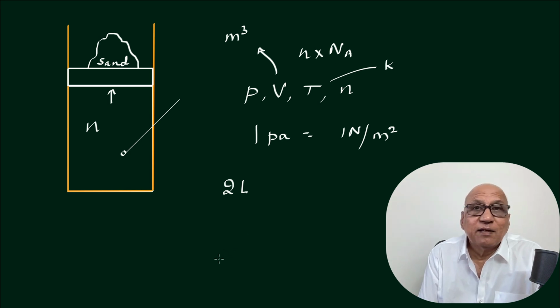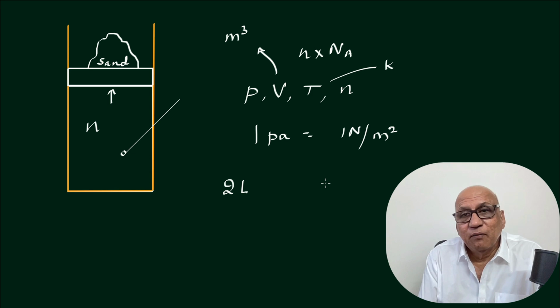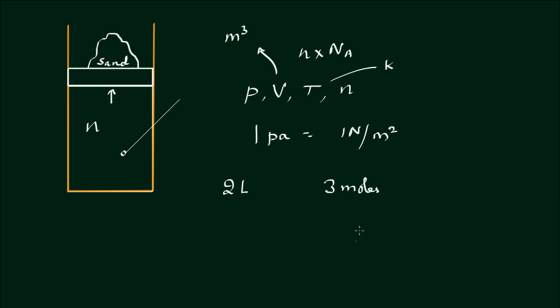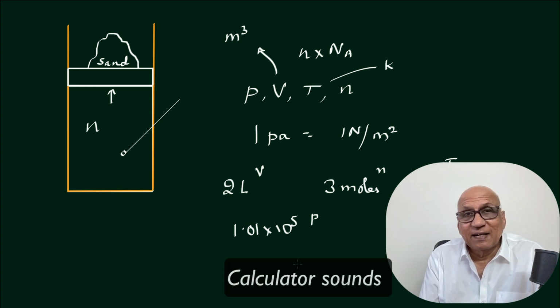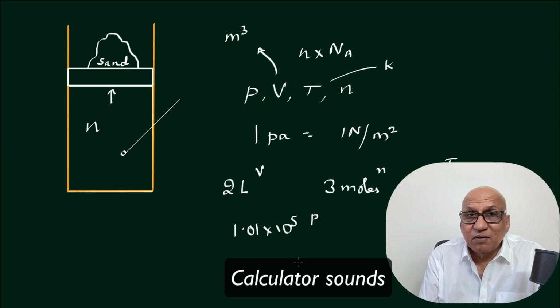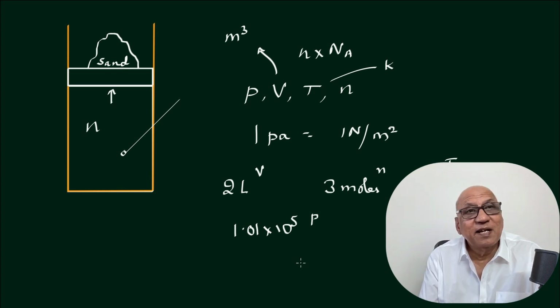You go to the lady at the shop and ask her to fill it with 3 moles of oxygen at a temperature of 300 Kelvin, and you want the pressure to be 1.01 times 10 power 5 pascals. So in other words, you're specifying the volume, the number of moles, the temperature, and the pressure. The lady pulls out her calculator and goes clickety-clack, and tells you that no, it's impossible. Why does she say that?